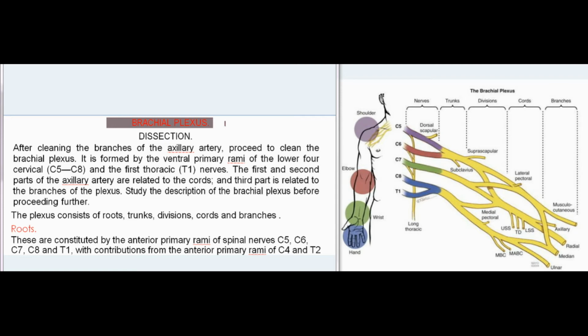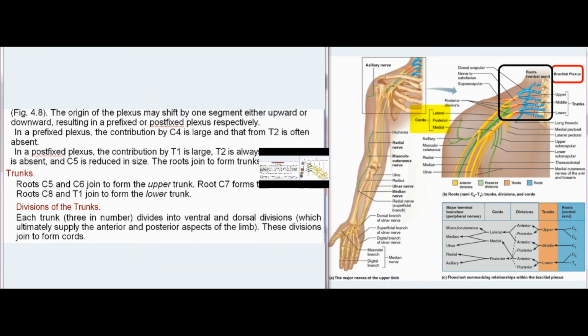The plexus consists of roots, trunks, divisions, cords and branches. Roots. These are constituted by the anterior primary rami of spinal nerve C5, C6, C7, C8, and T1, with contributions from the anterior primary rami of C4 and T2, Fig 4.8.